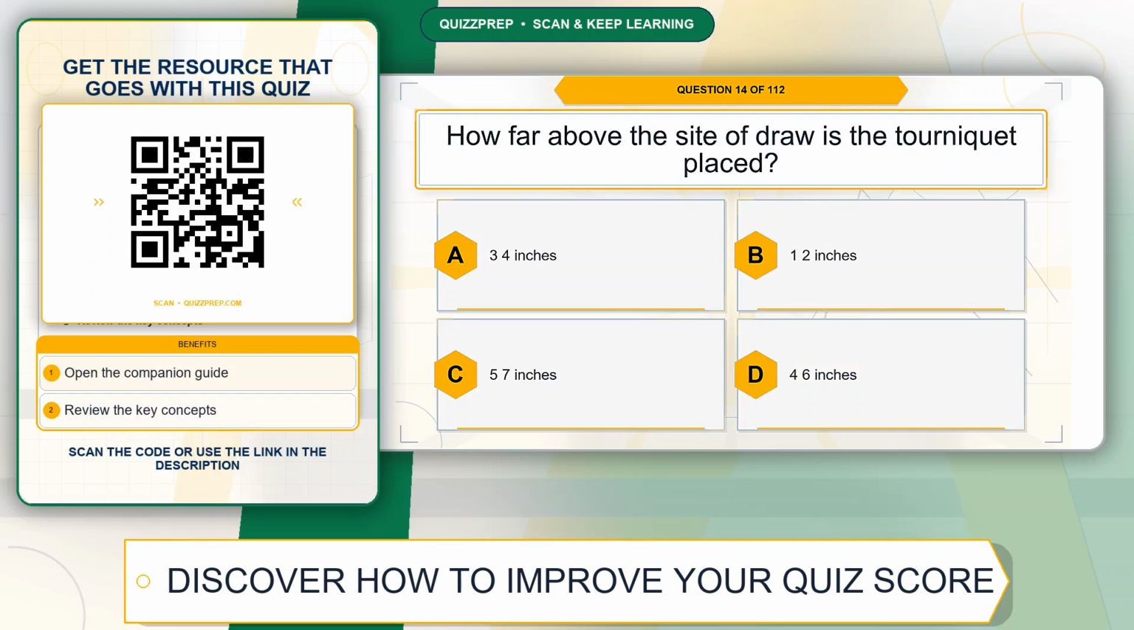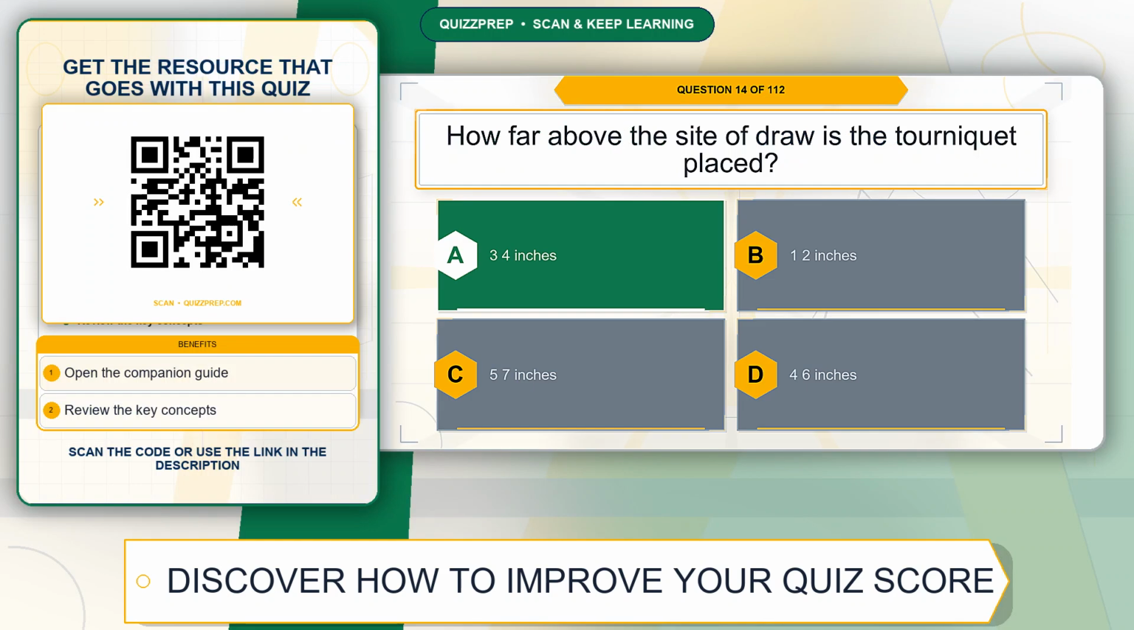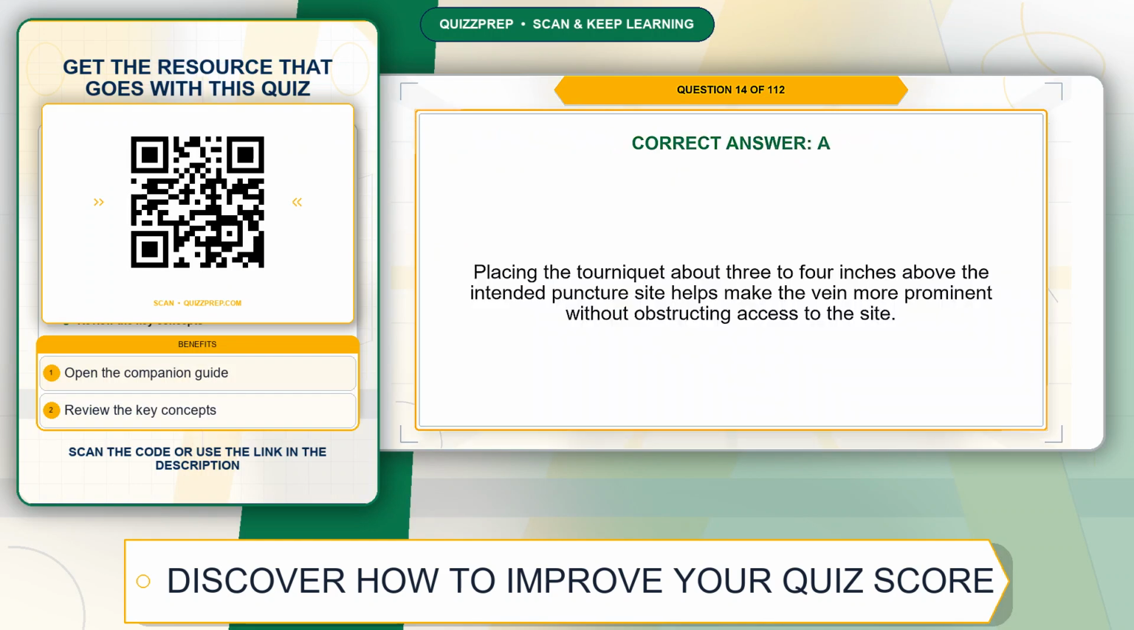Question 14. How far above the site of draw is the tourniquet placed? Option A, 3-4 inches. Option B, 1-2 inches. Option C, 5-7 inches. Option D, 4-6 inches. The correct answer is option A, 3-4 inches. Explanation. Placing the tourniquet about 3 to 4 inches above the intended puncture site helps make the vein more prominent without obstructing access to the site.